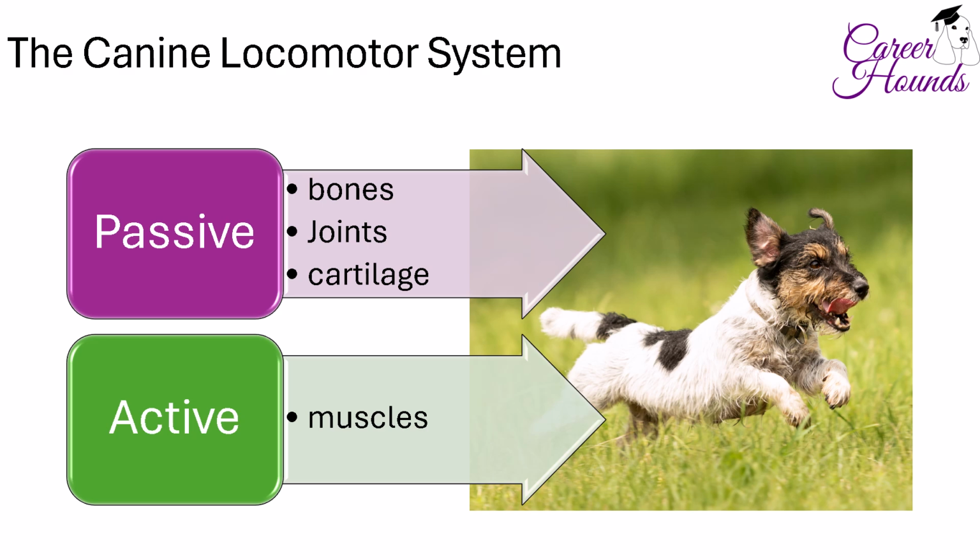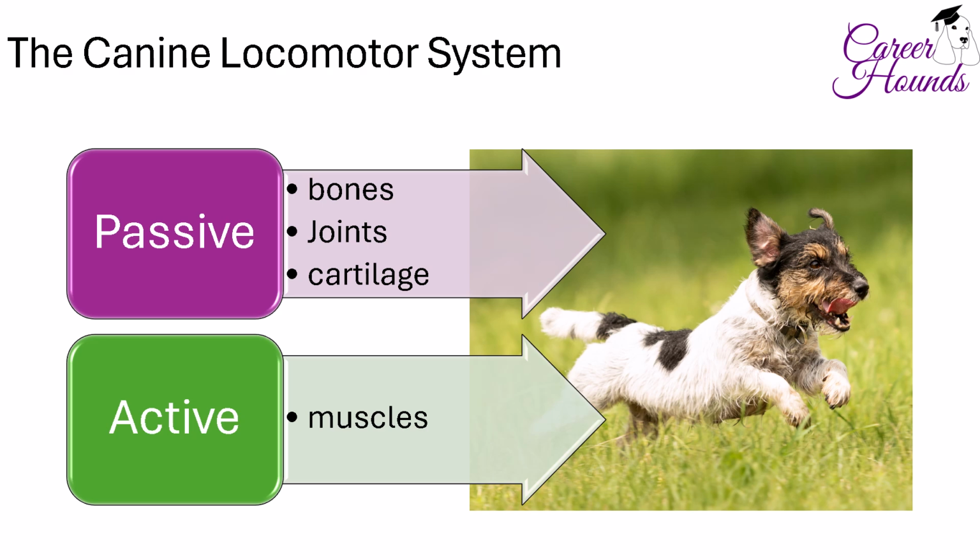The canine locomotor system is the system in a dog's body responsible for movement. It includes the structures that work together to enable walking, running, jumping, and other physical activities. The locomotor system is divided into two key components. The skeletal system is classed as the passive component. The skeletal system provides the framework and support for the body. It consists of bones, joints, and cartilage.